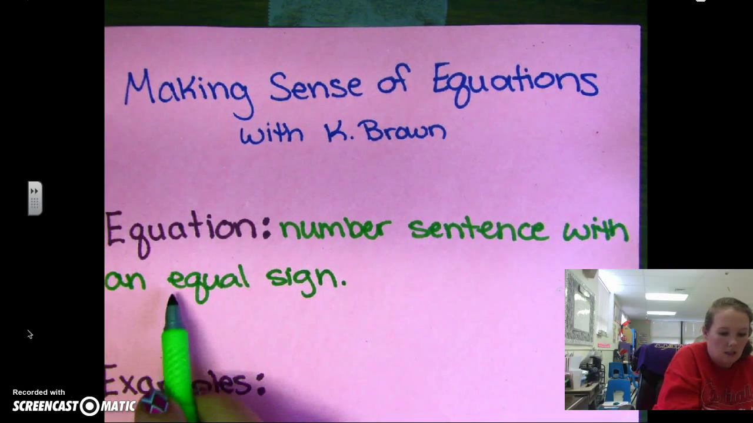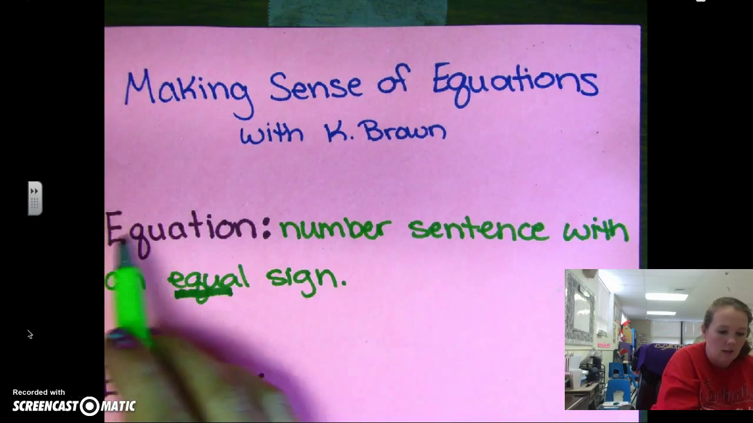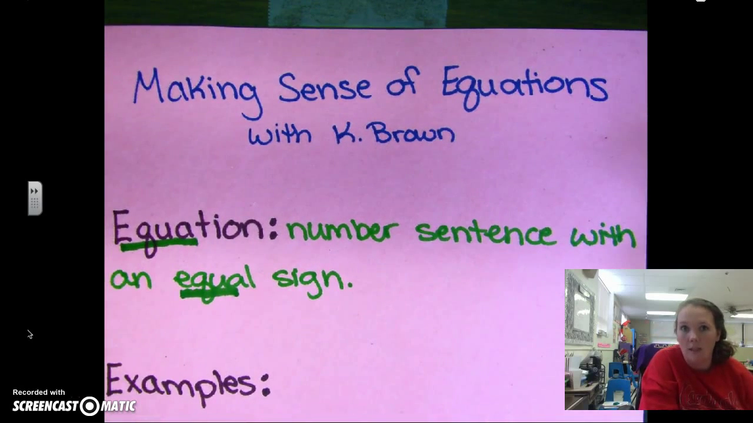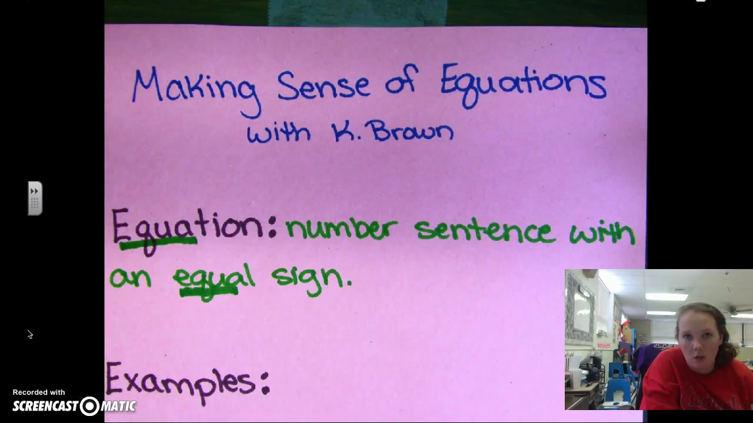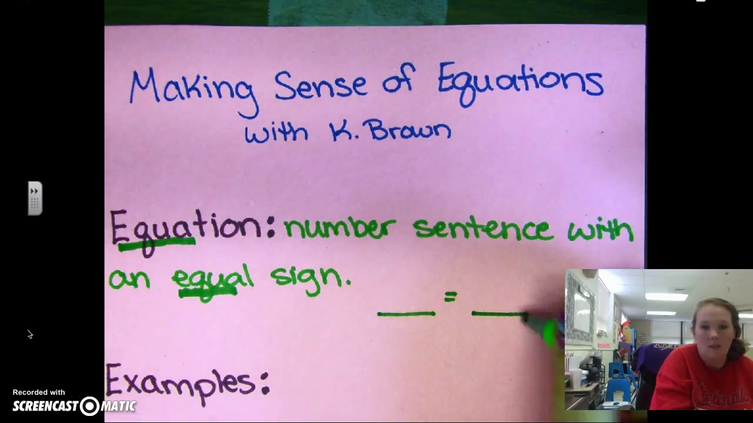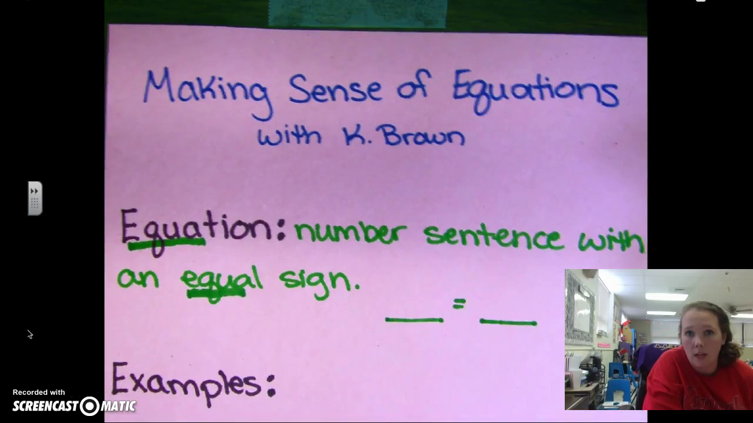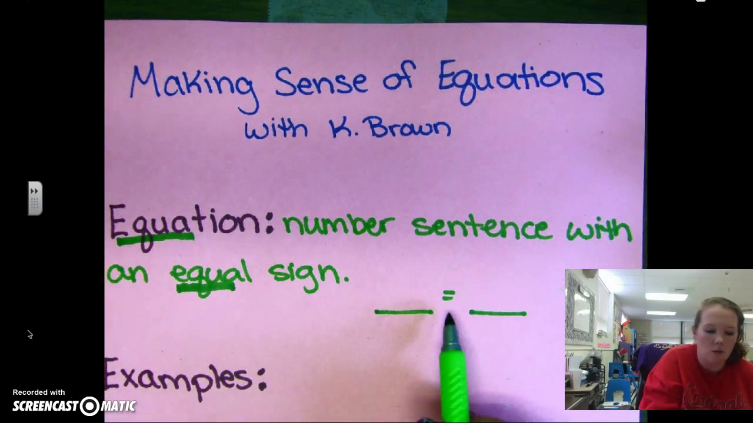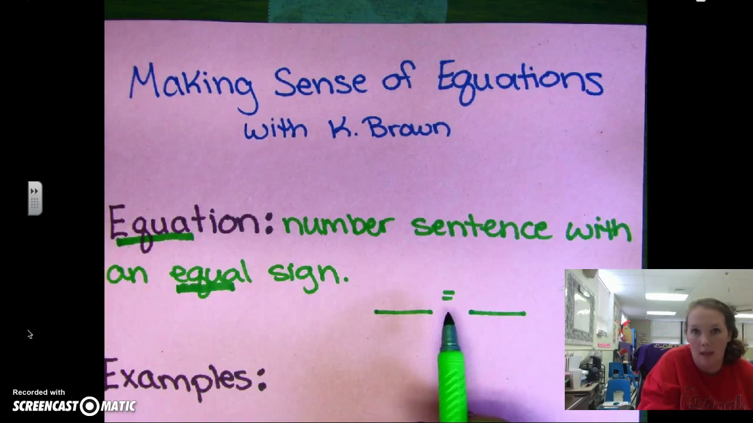Do you see EQUA right there and EQUA right there? That shows you that it means the same thing. So an equation uses the equal sign. It just means you have something on this side of the equal sign and something on this side of the equal sign. Something on both sides, and they have to be the same. Because remember that the equal sign means the same as.